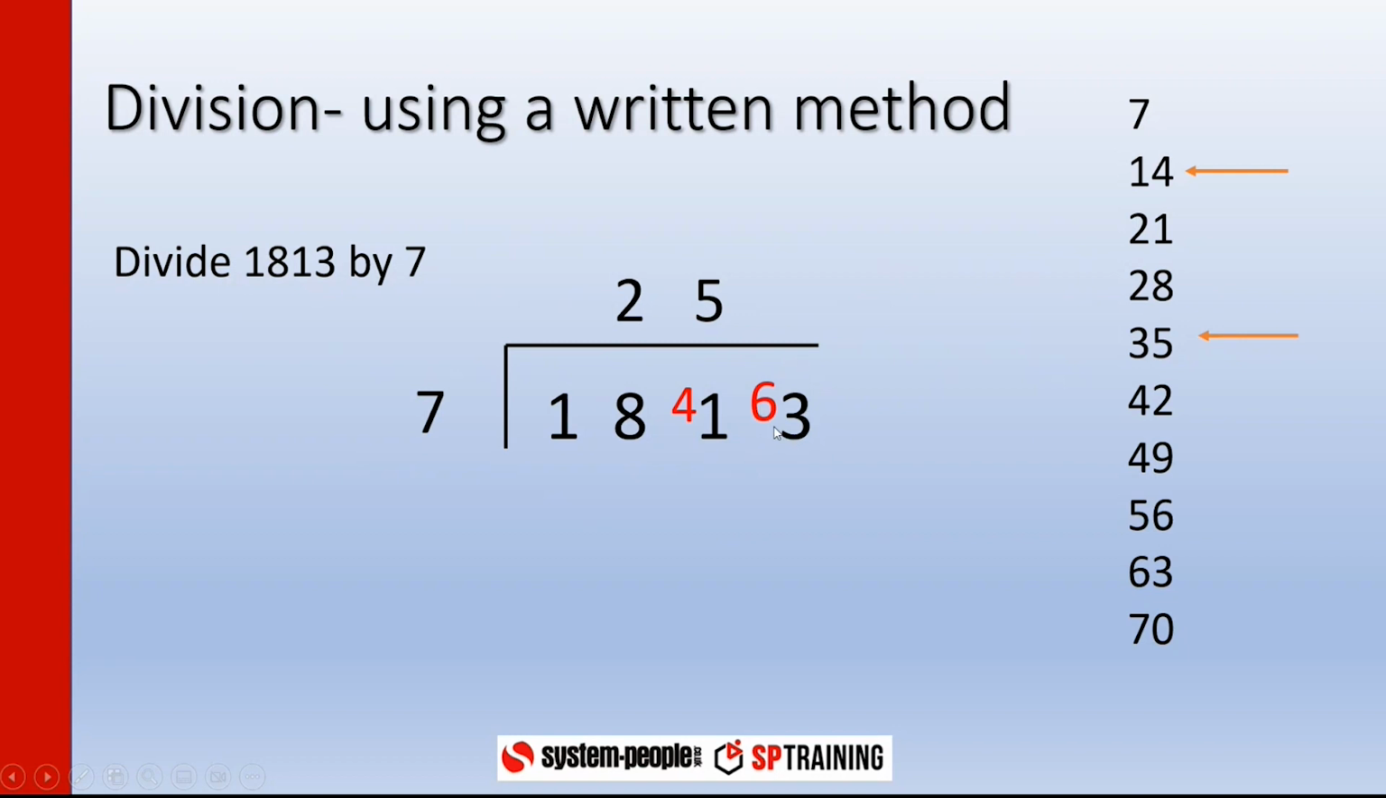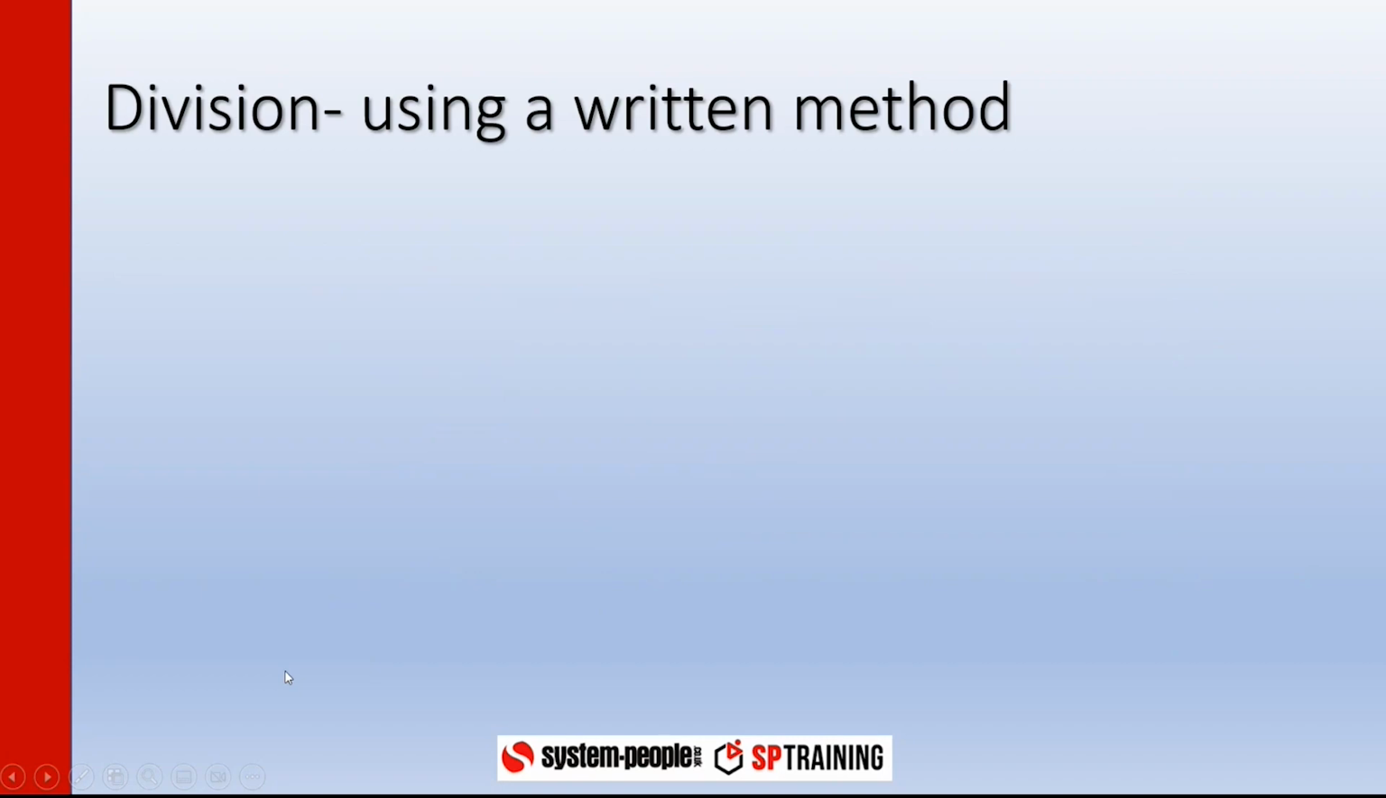So I've got 63. Now I need 63 divided by 7. And I go down my list and there it is. 63 is here. So that is 1, 2, 3, 4, 5, 6, 7, 8, 9 7s. So my answer to the question, 1813 divided by 7 is 259.